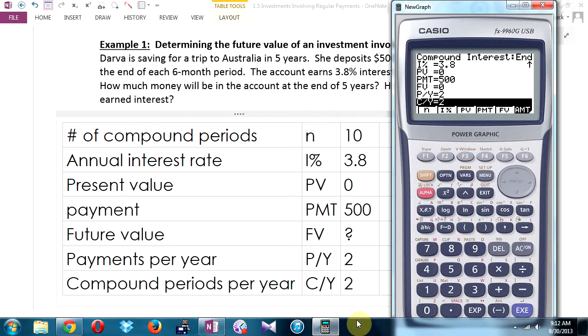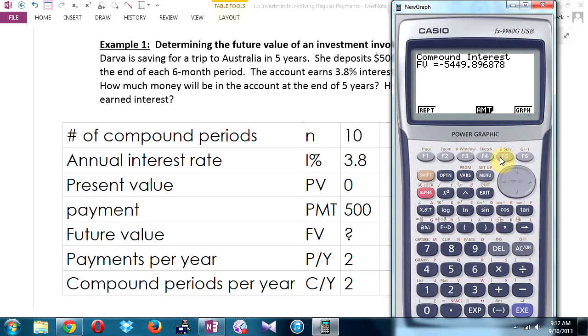Which button do you think I'll hit to find future value? F5. Why is it negative? By default, the calculator will assume you're borrowing money. So you'll have to just read the question, and Jake, if it's investing money, just ditch the negative in your answer. In fact, you'll never say negative. You'll say either owes or gain or earned, but your calculator is going to give you a negative answer here. The final amount is going to be $5,449.90.